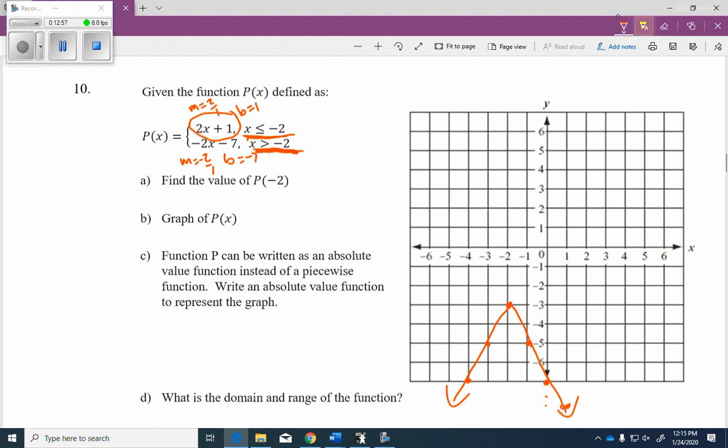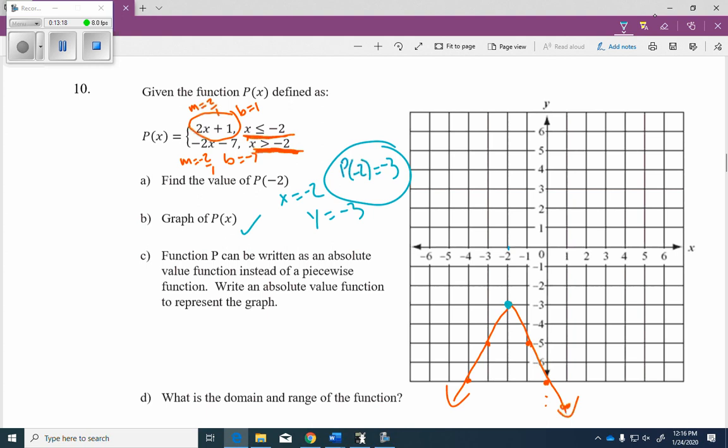Find the value of p of -2. It means go to where x is -2 and look at the y value. The y value would be a -3. So we would say that p of -2 equals -3.